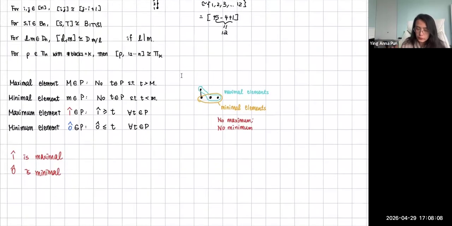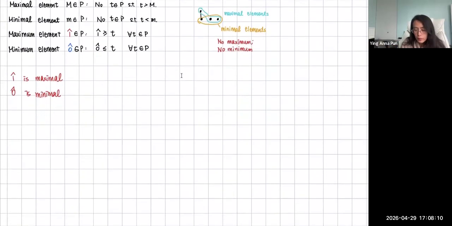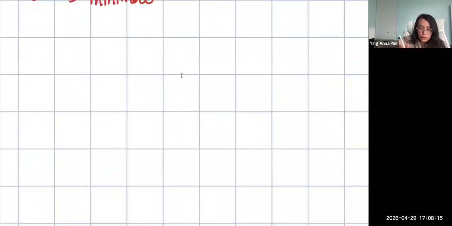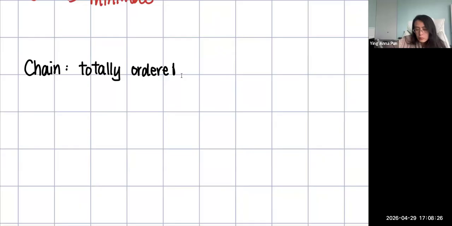Okay, so we have all this terminology. And now the next important terminology is called chain. So what is this? This is a totally ordered subposet. Therefore, you can find things that are total, like basically a line on your Hasse diagram. Any two things can be compared.